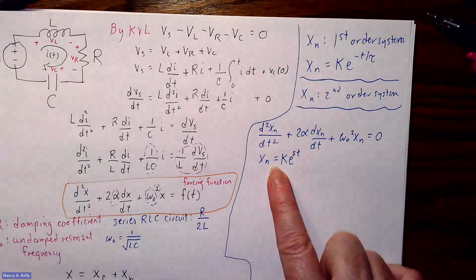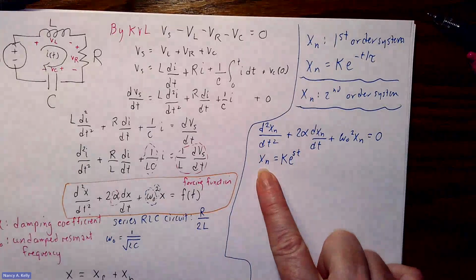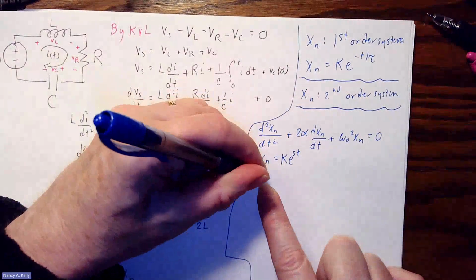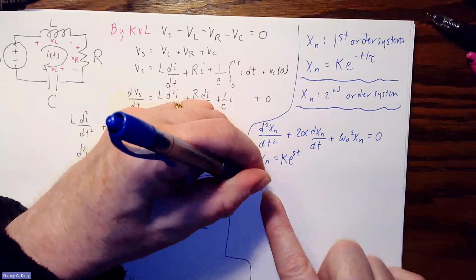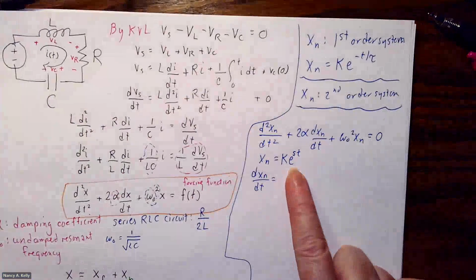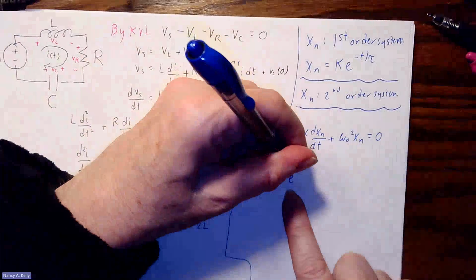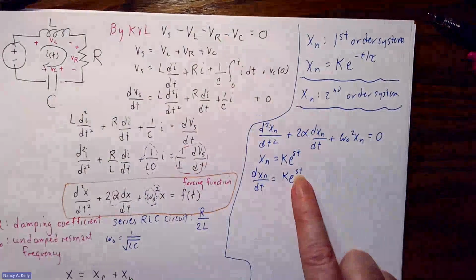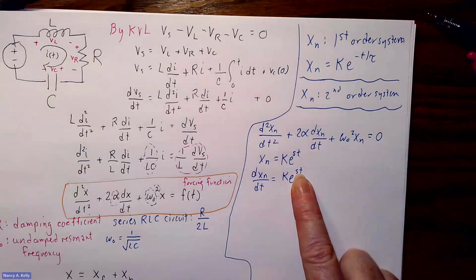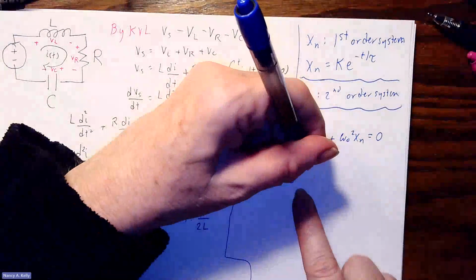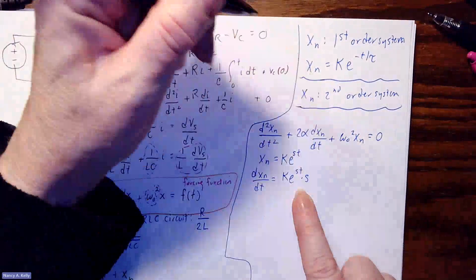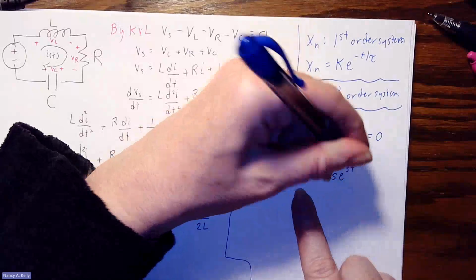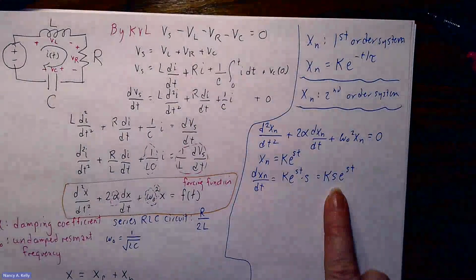So let's compute what they are first and then insert them into the equation. The derivative of x sub n, dxn dt, is going to equal the function, again, e to the st times k, right? And then we need to take the derivative of the exponent with respect to t, and that's going to be s times s. So it's going to equal k s e to the st. That's it right there, okay?